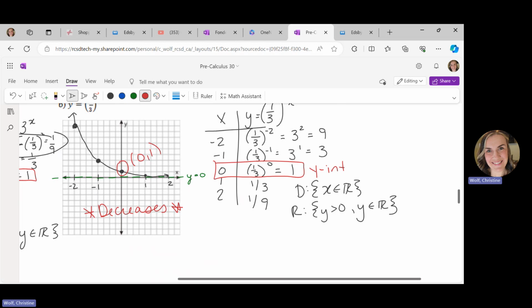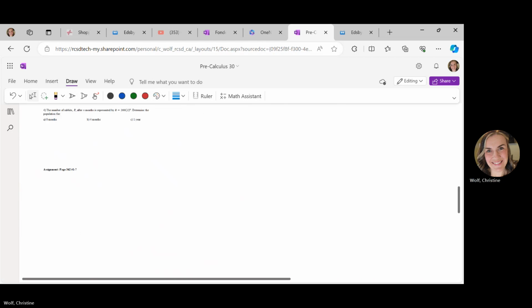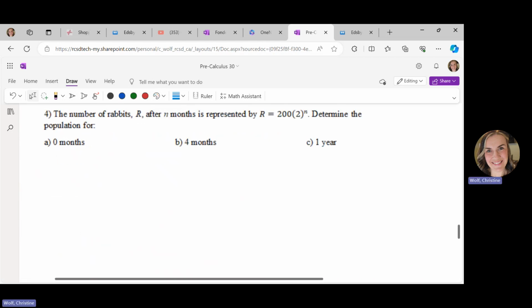Next question, last question. We have rabbits. All right. So the number of rabbits represented by R after n months is represented by R equals 200 times 2 to the power of n. Determine the population for 0 months. Okay, so if we have bunnies who are mating, and then they're having more bunnies, more bunnies will mate, and more bunnies will be born. Yes? That's what exponential growth is. The more bunnies there are, the more bunnies there are. Yes? Okay? So this is an exponential function.